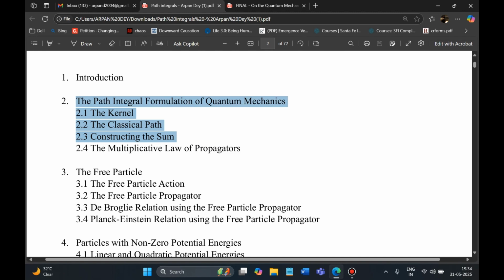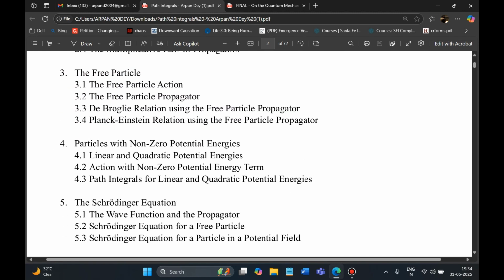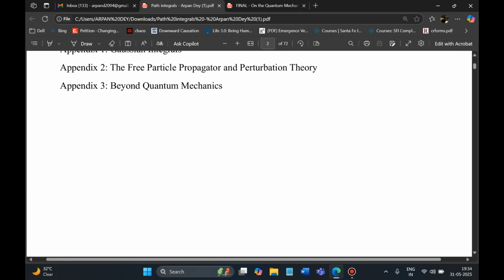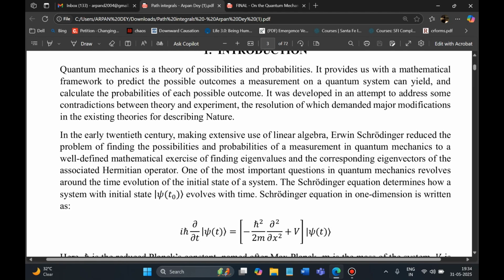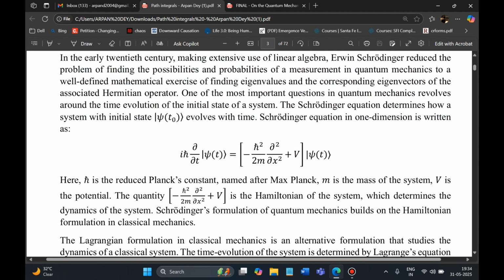First of all, what is the motivation behind path integrals? Okay, let's skip all this index and come straight here. This is just a history of quantum mechanics. Not a comprehensive history, just a few lines, to be honest.